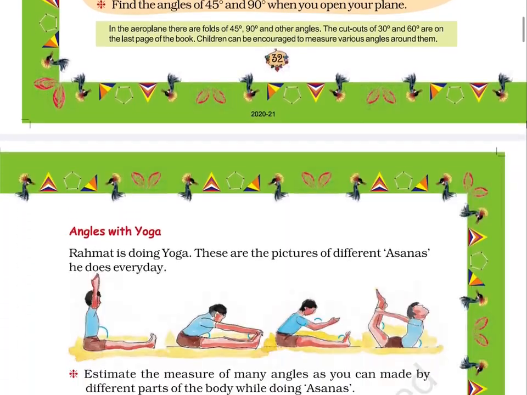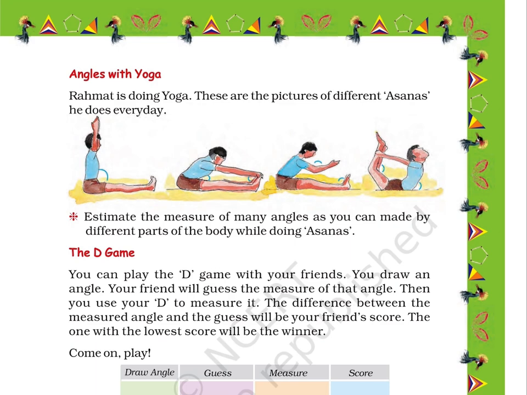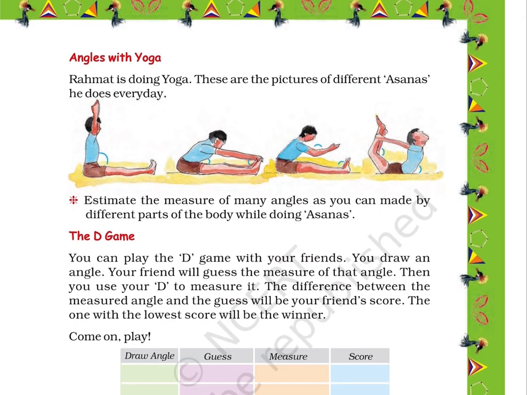Page 33. Angles with yoga. Rahmat is doing yoga. These are the pictures of different asanas he does every day. We see few poses made by Rahmat while doing yoga. In all the poses, he is creating some angles which have been marked here. Estimate the measure of as many angles as you can made by different parts of the body while doing asanas.